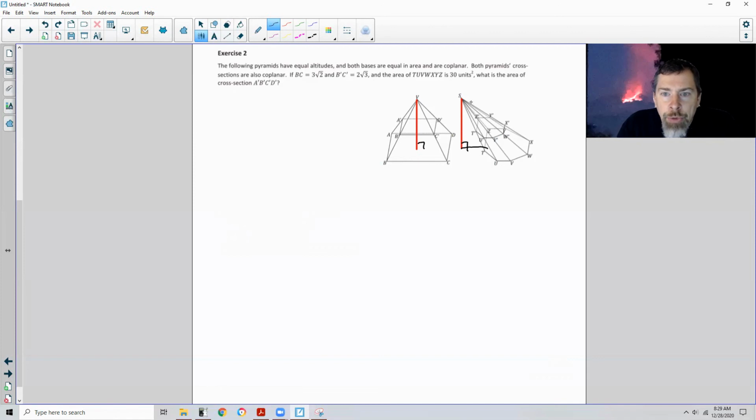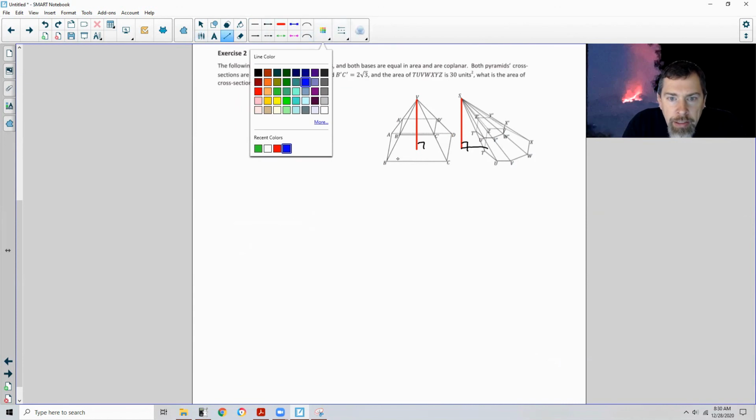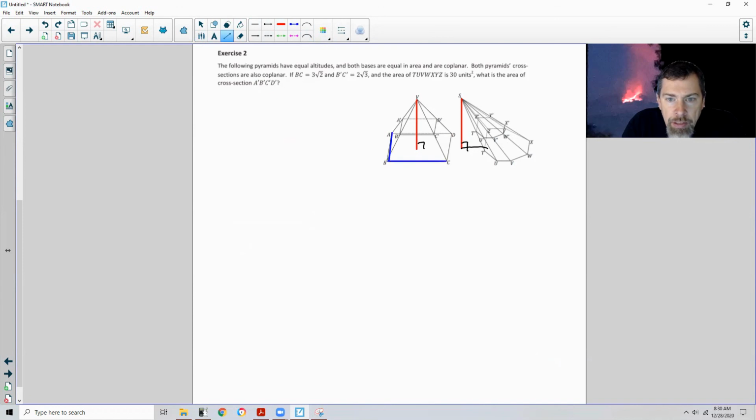So the pyramids have equal altitudes, and both bases are equal in area and are on the same plane. They're coplanar. So picture a plane, this piece of paper, and this base B, C, D, A. Here's A right here. This is the base here. Okay. Let me draw that because this is a confusing looking diagram. So let's just highlight the base. Here's A, here's B, here's C, and here's D. So this is the base we're talking about.